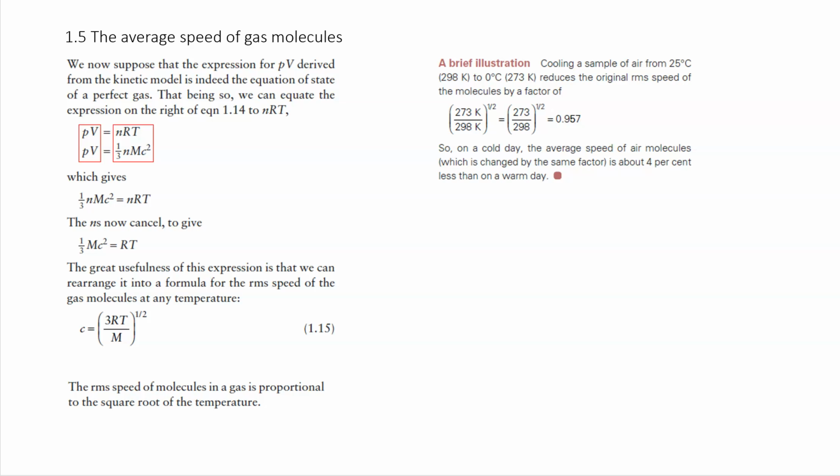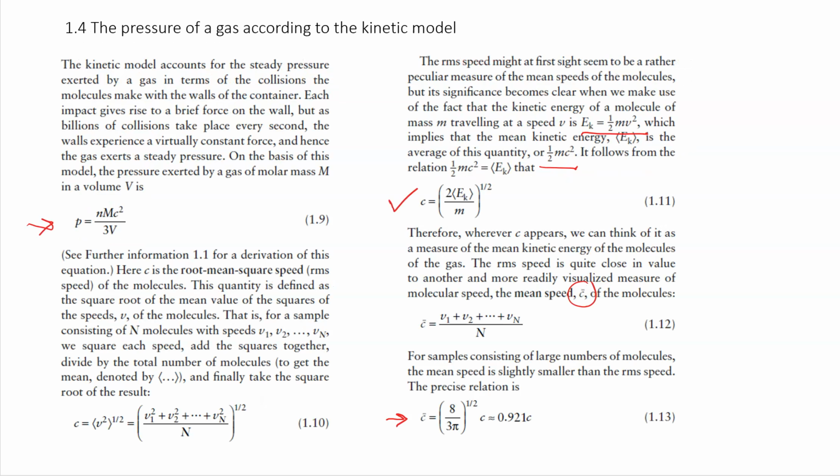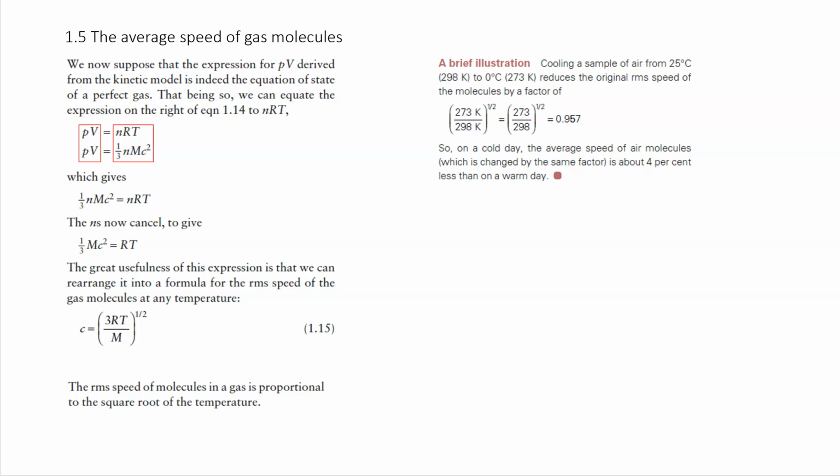So what we were just looking at was the pressure of gas according to the kinetic model. Let's take a look at the average speeds of gas molecules. Suppose that the expression for pressure times volume derived from the kinetic model is indeed the equation of state of a perfect gas. That being so, we can equate the expression on the right of equation 1.14 to nRT.